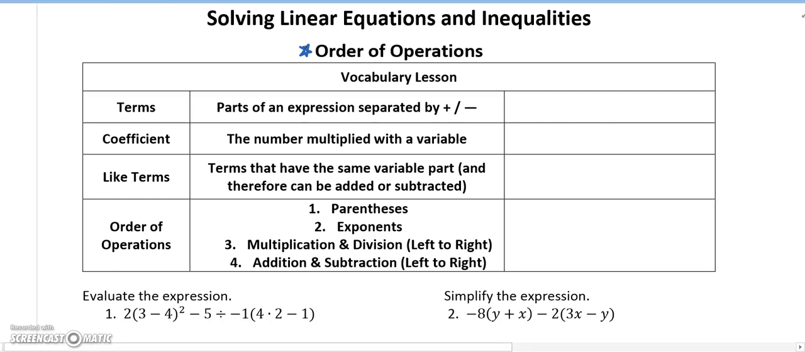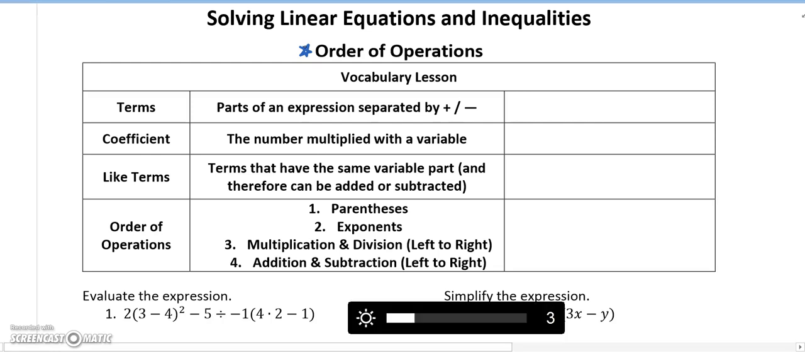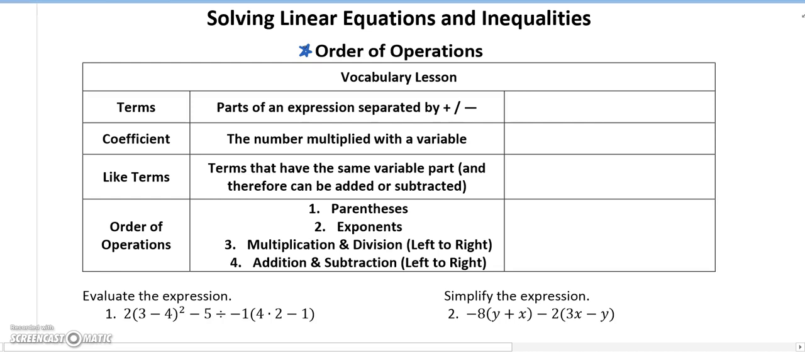Alright, before we get to actually doing a problem, let's talk about some vocabulary, because math in itself is kind of a language of its own. So it's really important that you know how to speak the language, otherwise when we're talking in these videos or when we're talking in class, you're not going to know what your teacher's saying. So, terms. When we call something a term, it's a part of an expression that's separated by plus or minus.